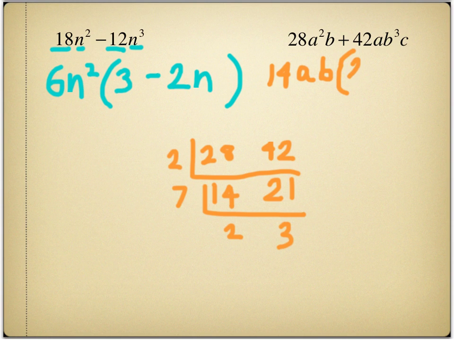So then it's going to be 2a plus 14 times 3 is 42. So 3b squared c is what goes in the rest of that polynomial. And again, you can check this by simply re-multiplying these to see if they work out.